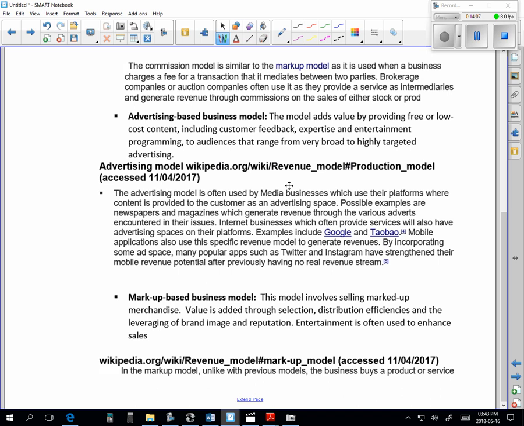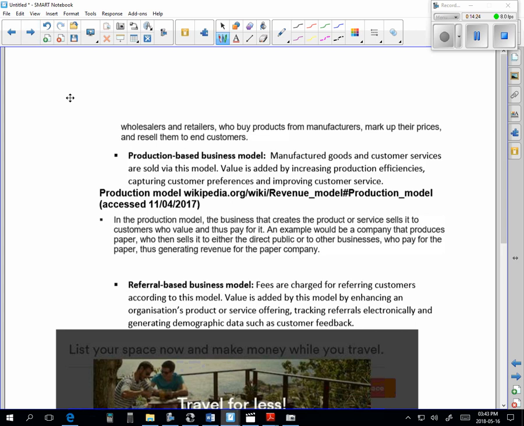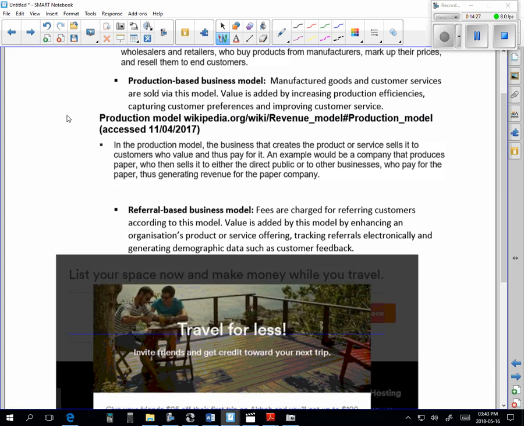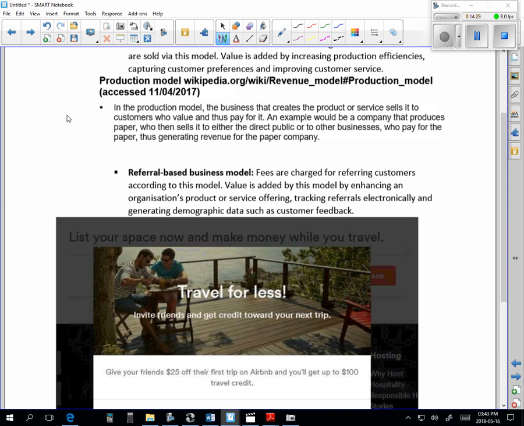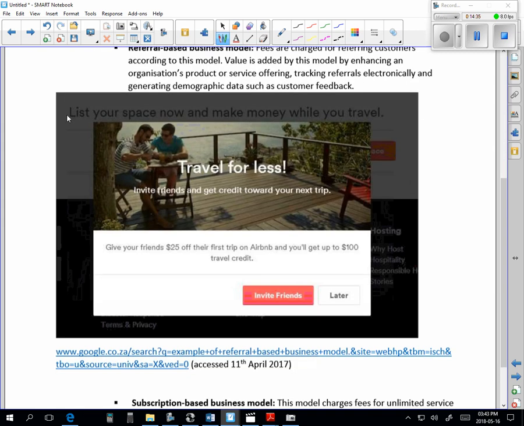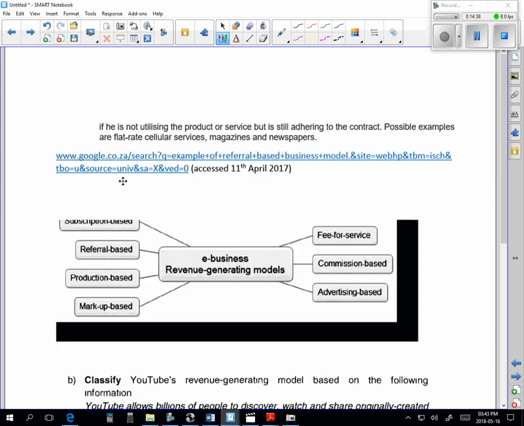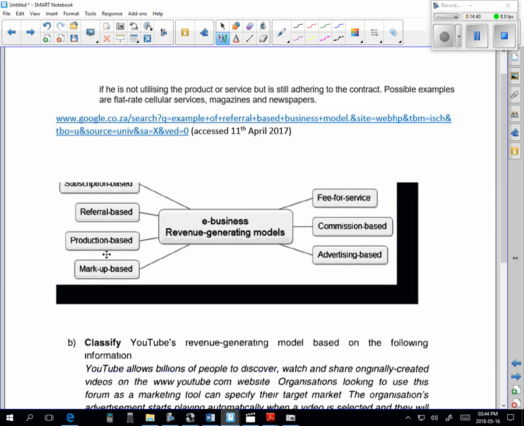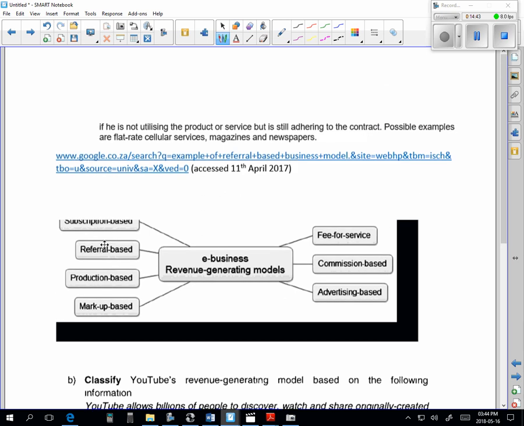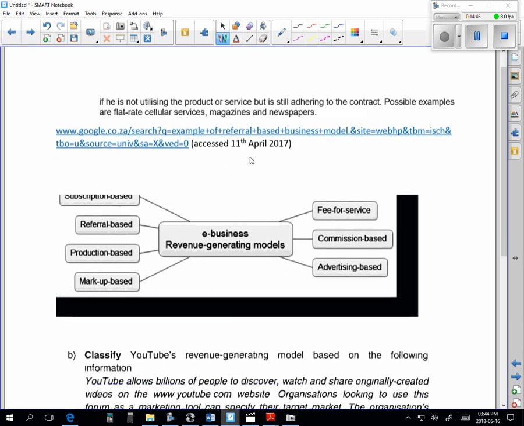Here's your advertising one. Remember, I went through this one earlier in your multiple choice. Okay, then your markup. I said you buy the product and you put a markup on. Then you've got a production model. This is your referral. Okay, have a look at that one as well. Subscription I've explained to you. So all you have to do is explain it.